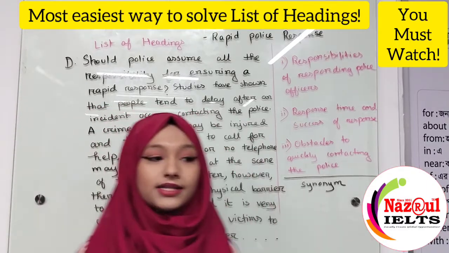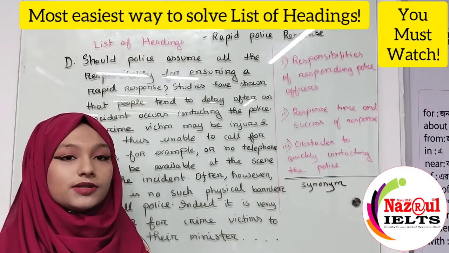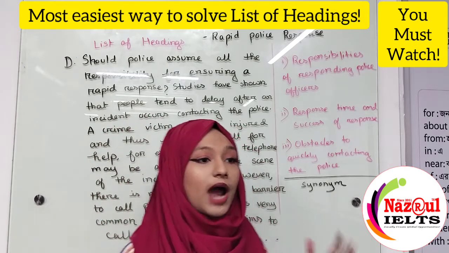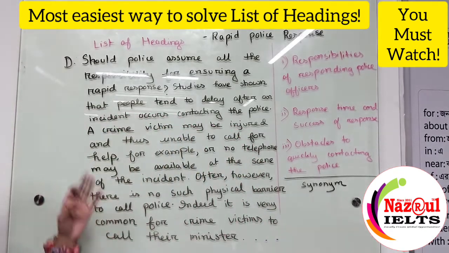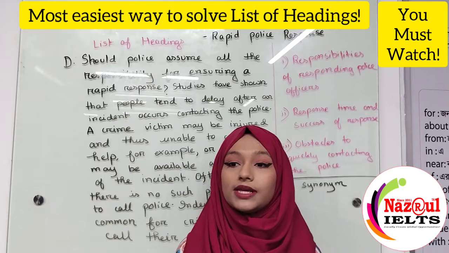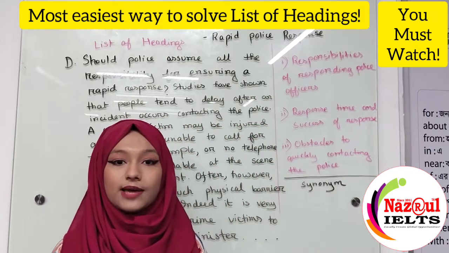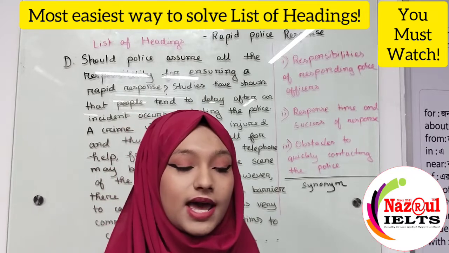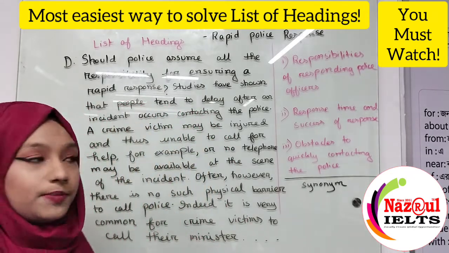It's Eekra, and today I'll be helping you to understand how we can easily find the answers for IELTS reading list of headings. List of headings is one of the question types out of all the 11 types of questions that come in our IELTS reading. So let's get started and see how to solve them.